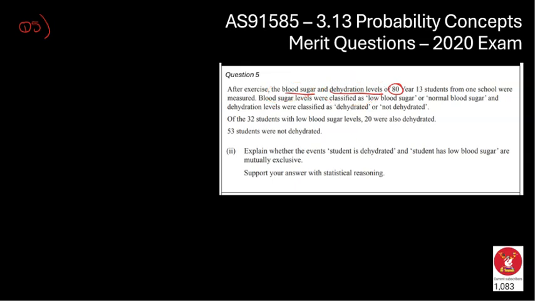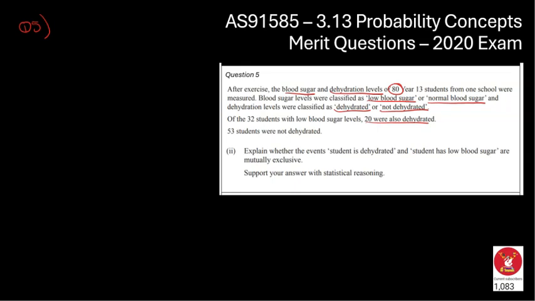The students were classified as low blood sugar or normal blood sugar. That seems like 2 outcomes, which could be one side of a two-way table. The dehydration levels were classified as dehydrated or not dehydrated. Of the 23 students with low blood sugar, 20 of them were also dehydrated. And 53 students in total were not dehydrated. At the moment, I'm thinking it's probably going to be a two-way table, mainly because I'm not given any probabilities for a probability tree, so a table is going to be more appropriate.